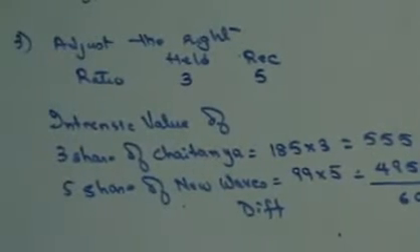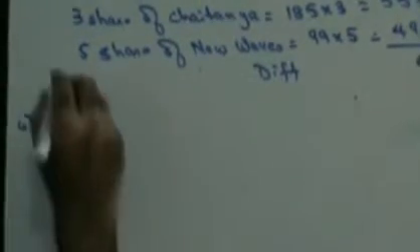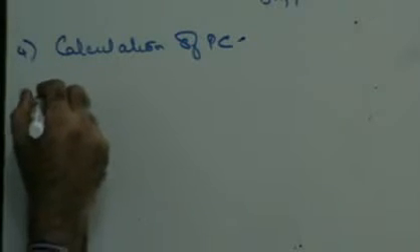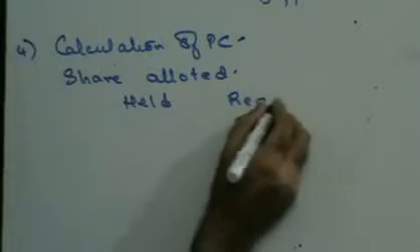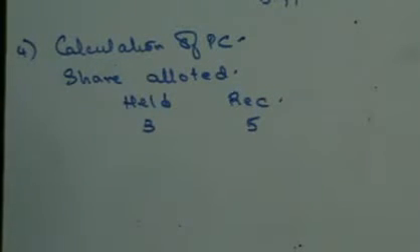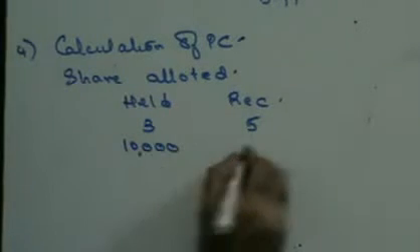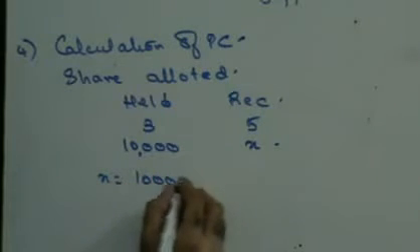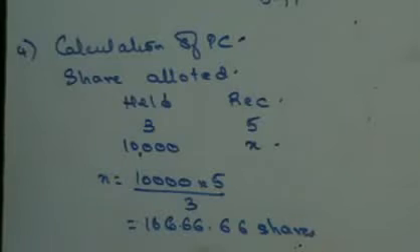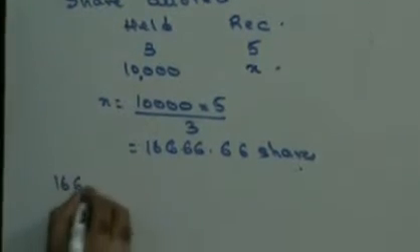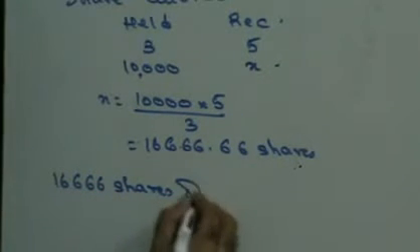Right. Now, let's see this. Calculation of purchase consideration. They are saying that holders of 3 shares in Chaitanya were to receive 5 shares in New Wave. Shares allotted: for every 3 shares, you are going to receive 5 shares. There are 10,000 shares in Chaitanya. So how many shares will you be issued? You will be issued 10,000 into 5 divided by 3, that is 16,666.66 shares, but you can never receive fractional shares. So you're going to get 16,666 shares of New Wave Limited.